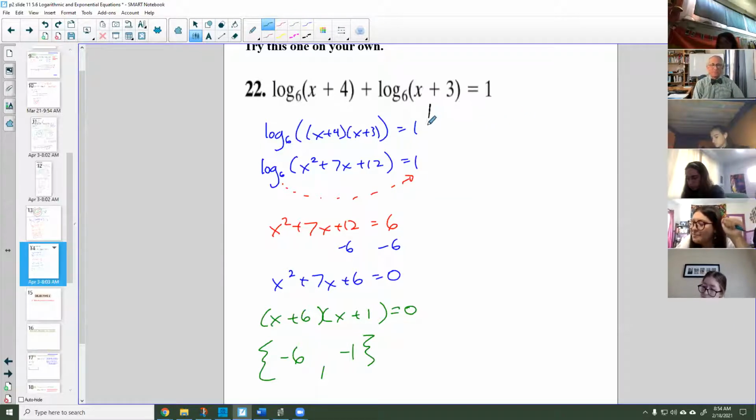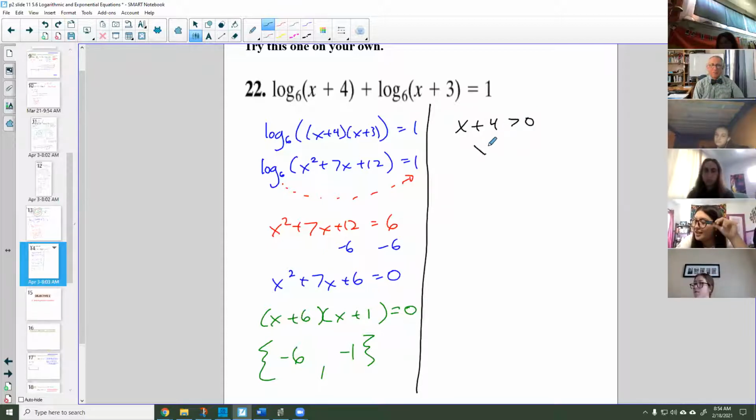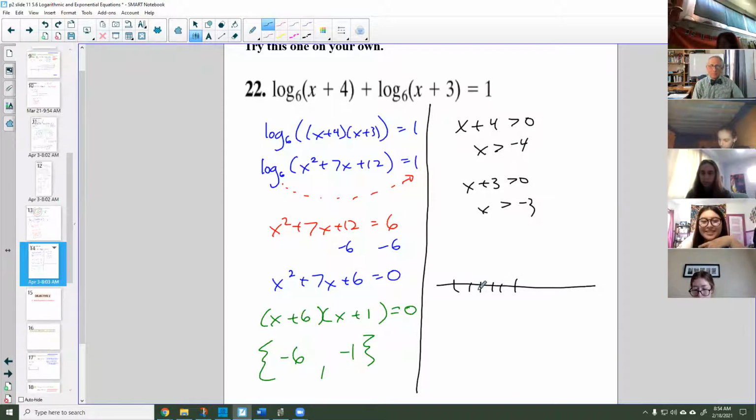So we did x plus 4 is greater than 0 and x plus 3 is greater than 0. And then we got x is greater than -4 and x is greater than -3. And when we put that on the number line, where it meets both requirements is at -3 to positive infinity. So that's how we got the domain.